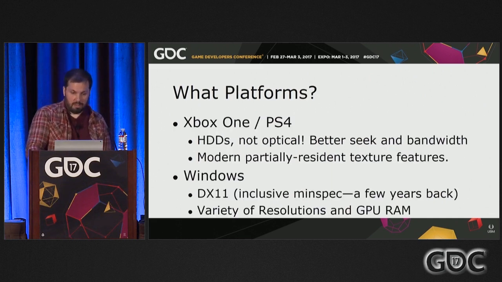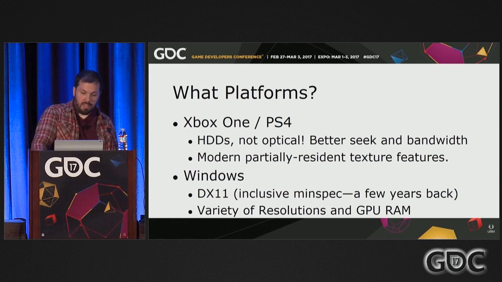So what platforms are we on? Well, we're on modern consoles. The most important aspect of those for streaming is that they have hard drives. So you get a lot better seek and bandwidth than optical media. Also, they have modern APIs for dealing with loading and unloading textures, and you can do more direct memory access. You don't necessarily even have to go through an API all the time.